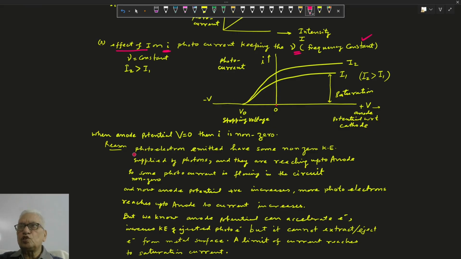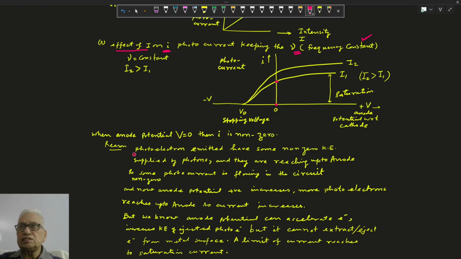Here, if there is no positive voltage, anode voltage 0, even then we are getting some current. The reason: the photon's energy, one part goes into ejection, and the remaining part becomes kinetic energy. So we are getting some current, not zero current, even if anode voltage is 0 with respect to cathode.